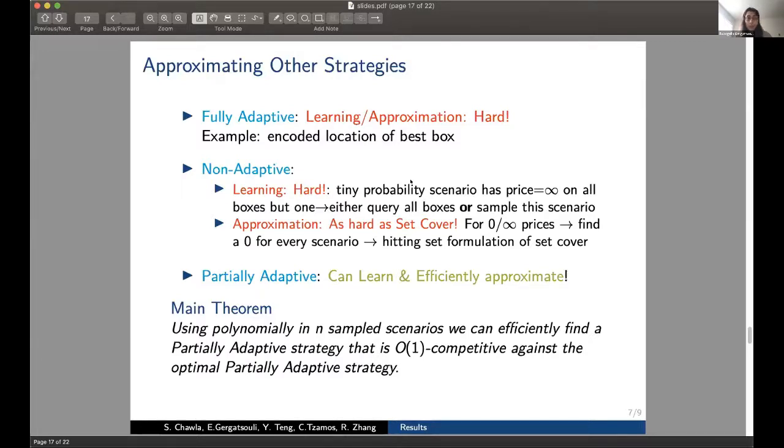So what we showed in this paper is that we can efficiently learn and approximate this family of partially adaptive strategies, which are, remember, between the fully adaptive and the non-adaptive. Our main theorem says exactly that, using a number of sample scenarios polynomial in n, the number of boxes, we can efficiently find a partially adaptive strategy that is constant competitive against the optimal partially adaptive.